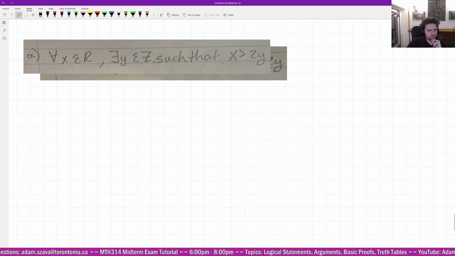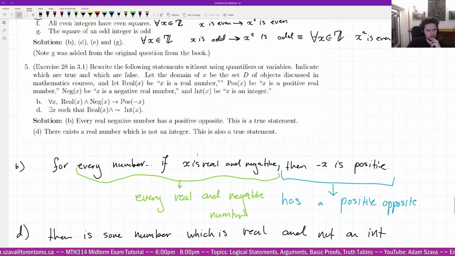So go for it. Oh, could I explain the B one more time? The B one? Yeah. So just first from here to here, and then from here to here. From here to here, it's saying that for every number x, if this, then this, right? That's the form we have. What does this mean? This means real and negative. So if it's real and negative, then the opposite of it, negative x, is going to be positive, which is true, right? If you have a real negative number, negative x is going to be positive. Negative 2 is 2.